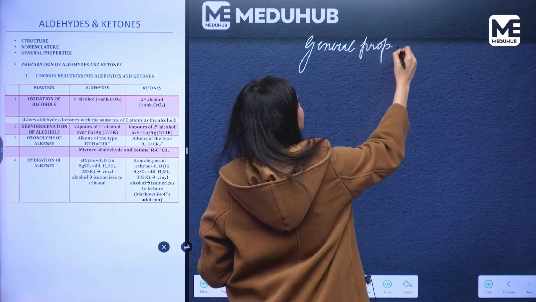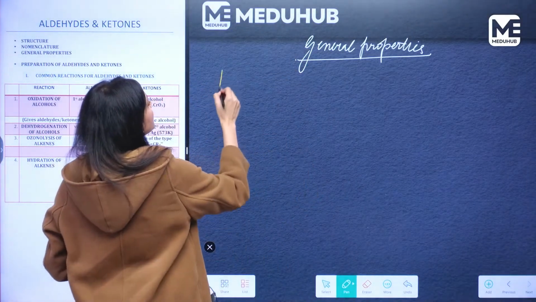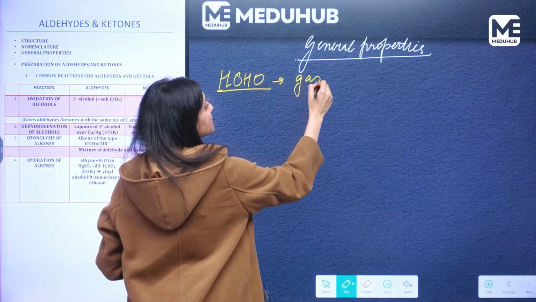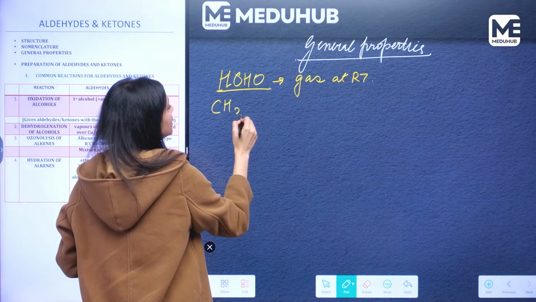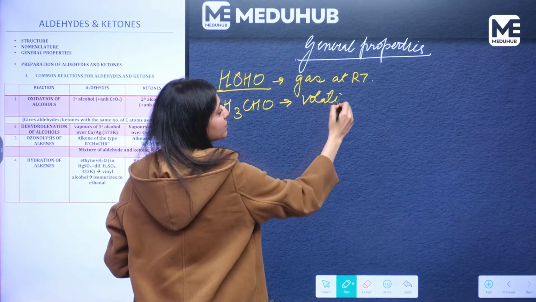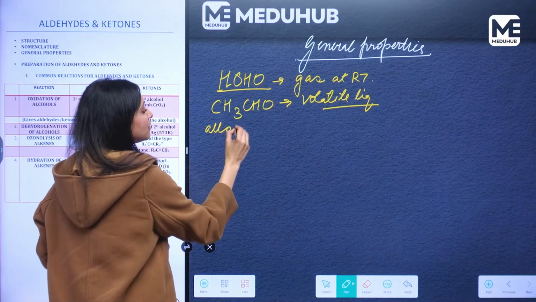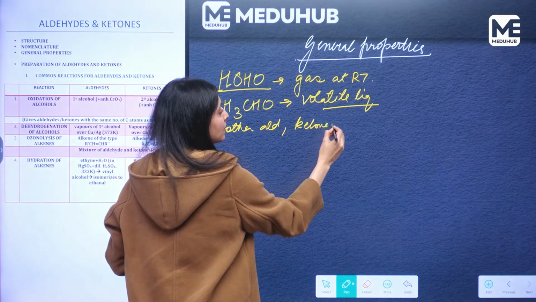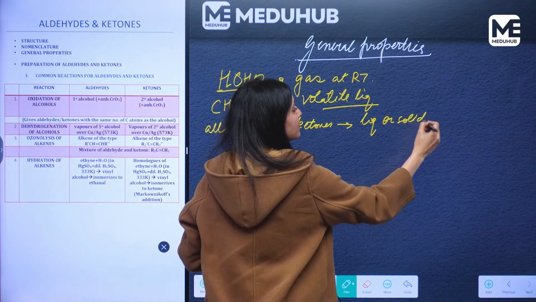General properties of aldehydes and ketones. If we talk about HCHO, formaldehyde, it is a gas at room temperature. And if we talk about ethanal, it is a volatile liquid at room temperature. All the other aldehydes and ketones are either liquids or solids at room temperature.